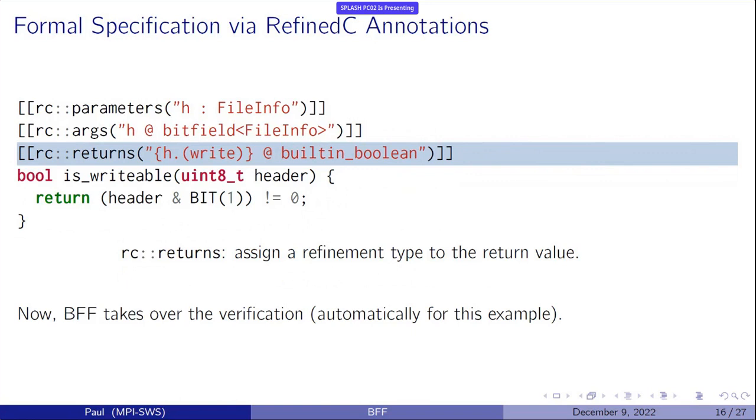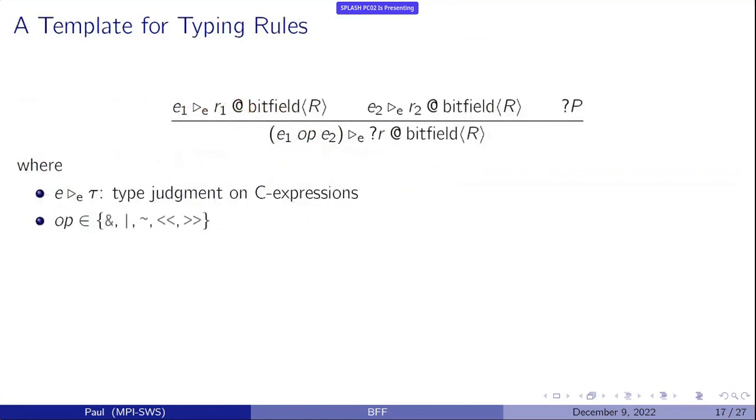So now let's move on to the verification side. That is how BFF can internally verify the functional correctness according to the user specification. And we know that RefinedC has a refinement type system, and its verification process is actually doing type checking. So the most important thing for us is how we should type check the bitwise operators used in bitfield-manipulation programs.